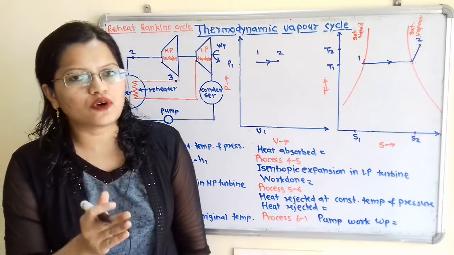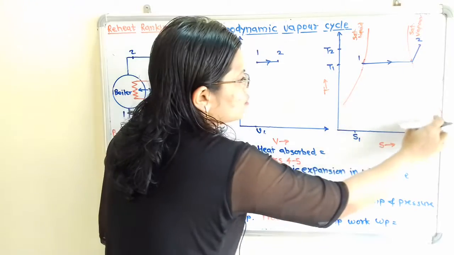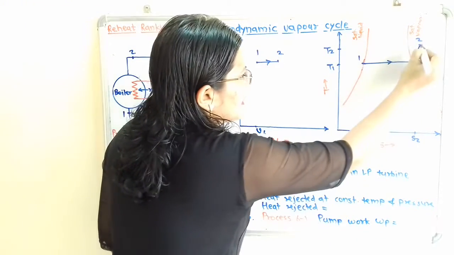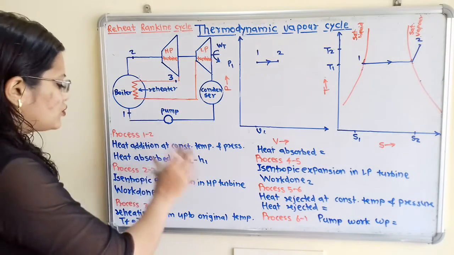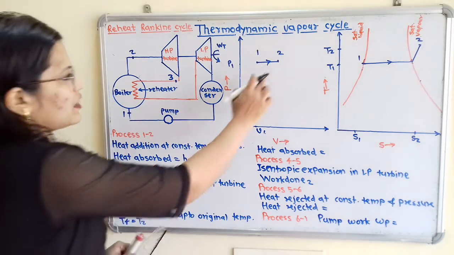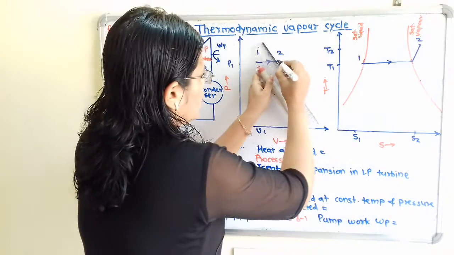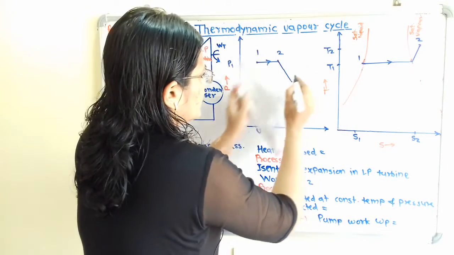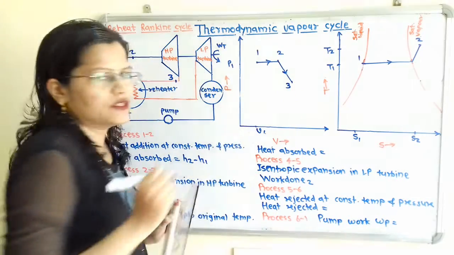So we have to show this expansion only up to this dry saturated vapor. So we have to take the point 3 on this line. Now we will show this process. And now pressure is getting decreased, volume is getting increased. So I will show here, so here will be point 3. I will show arrow also.